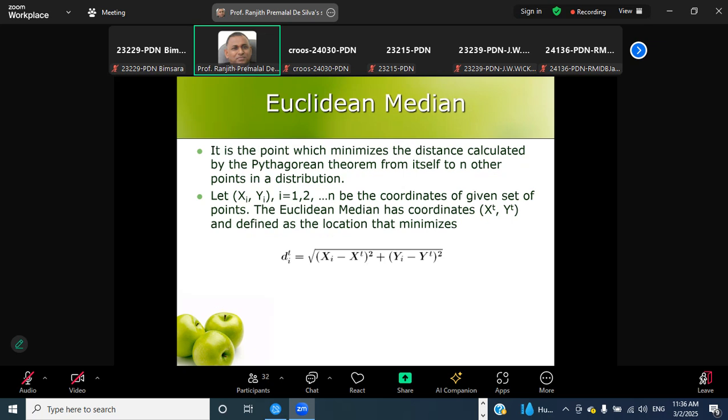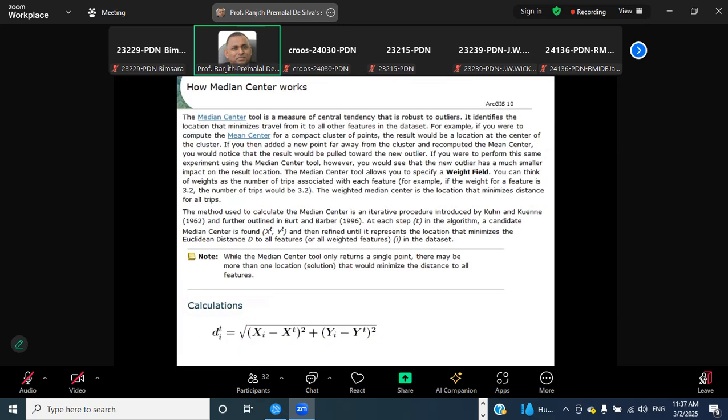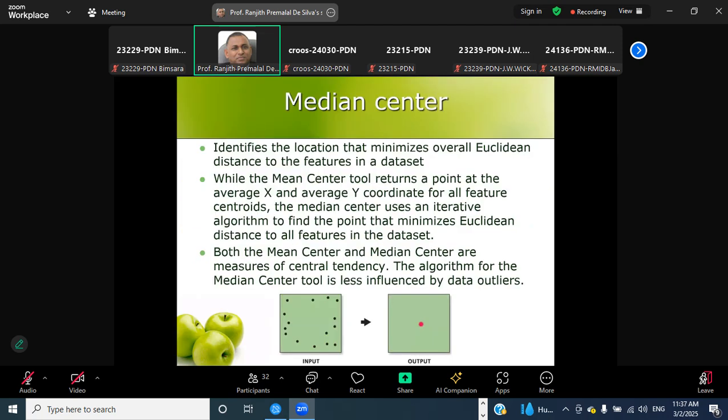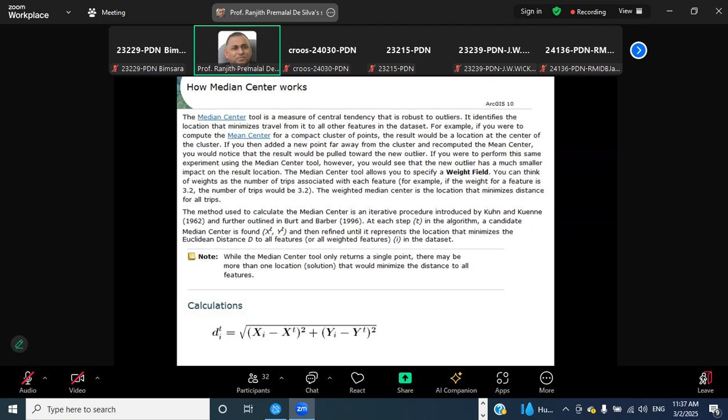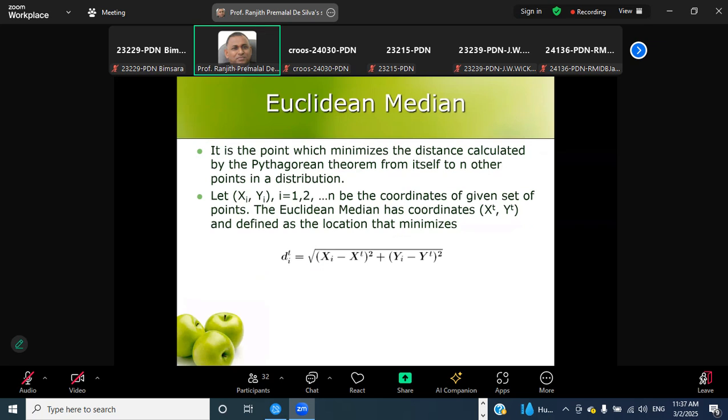So if you look at this Euclidean median, Xt, Yt are defined as the location that minimizes the square root of Xi minus Xt squared plus Yi minus Yt squared. So now you have learned a few things: median center, then Manhattan median, Euclidean median.